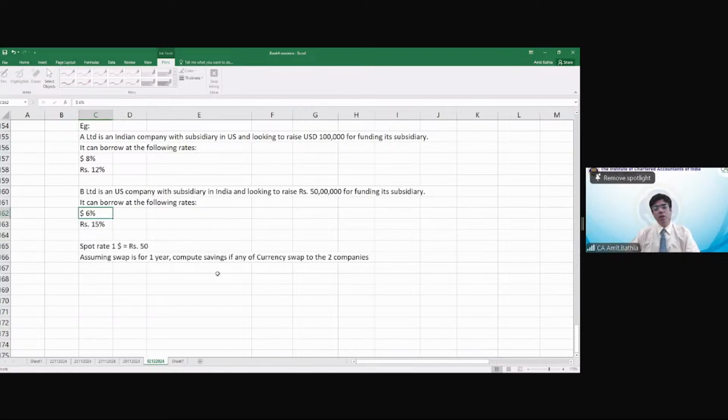Now, right now, we are going to assume the spot rate and even the forward rate for 1 year, forex rates are going to be remaining at $1 is equal to rupees 50. Then in that case, what is the benefit of the swap to the two parties? Yes, what are they going to do? So let's see that.